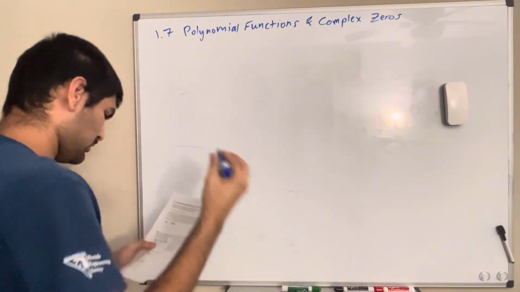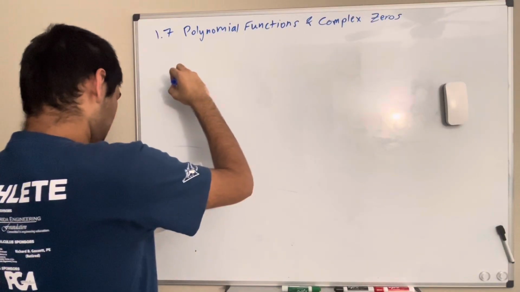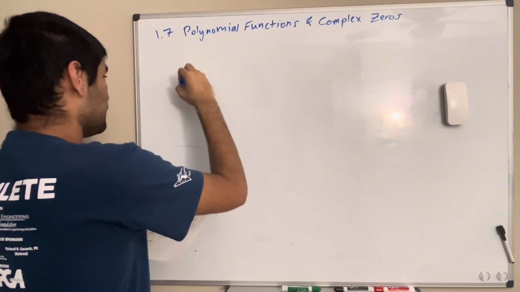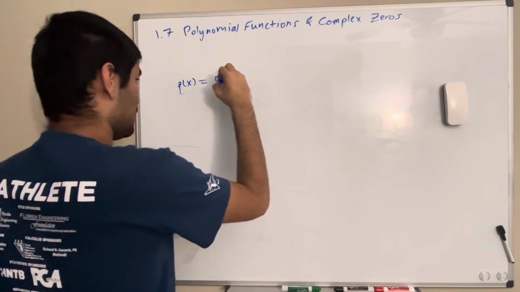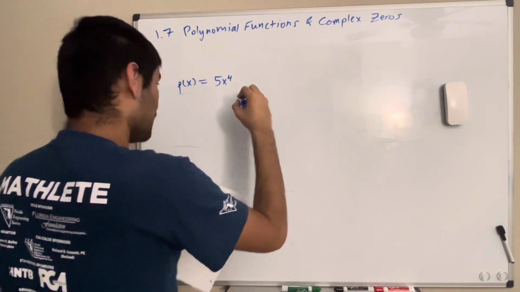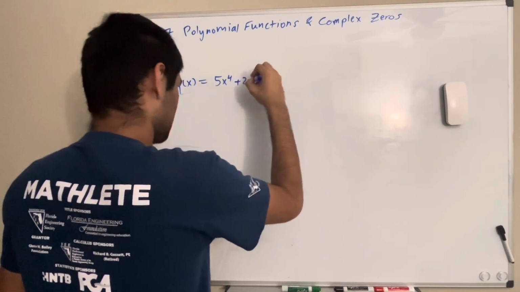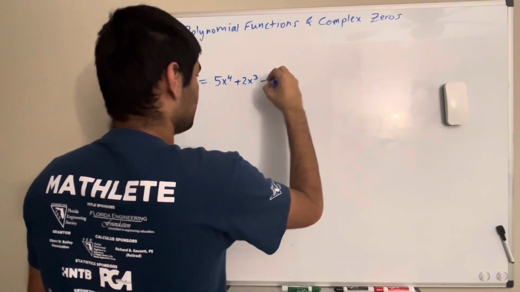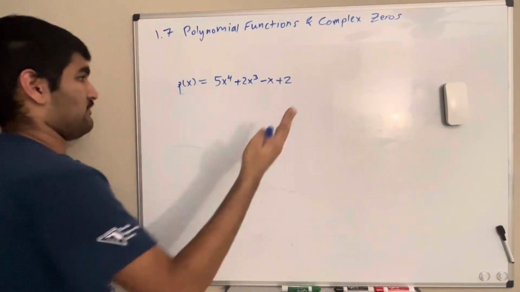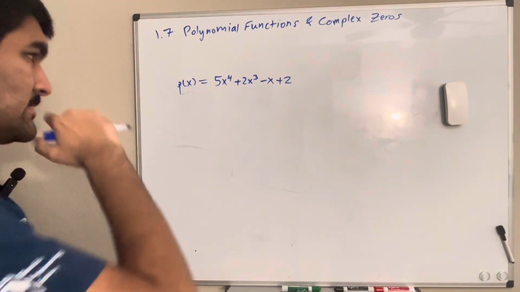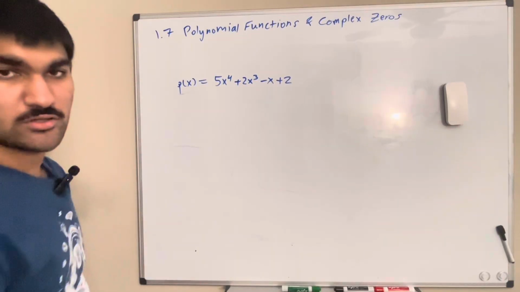So let's say you have a polynomial p of x equal to 5x to the fourth plus 2x cubed minus x plus 2. And that's all you're given, right? You're not given any zeros in this case. So how would you go about approaching this one?